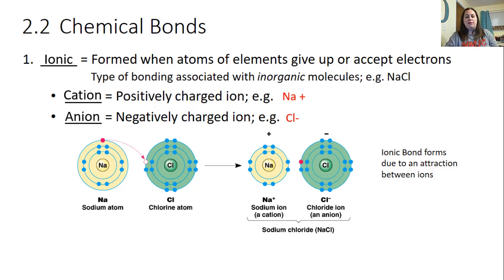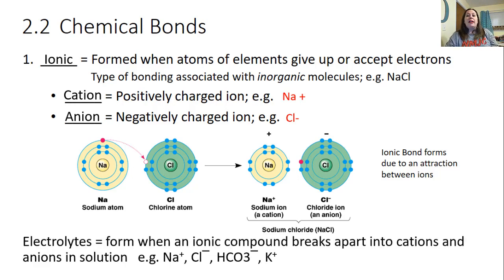So ionic bonds are formed due to the interaction between ions, a positive ion being attracted to a negative ion. Now, electrolytes are something that are important for us to survive, and they form when ionic compounds break apart into some cations, some positive ions, and some anions in solution. These are going to be like sodium, chlorine, bicarbonate, and potassium. They are going to be helpful in helping our cells function properly, but they're created when ionic bonds are broken.